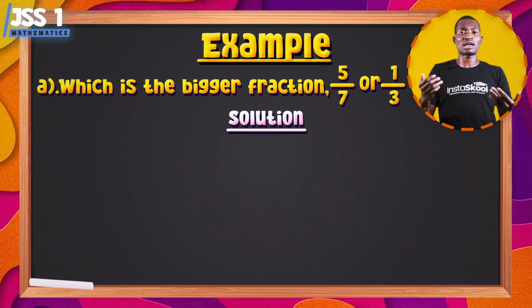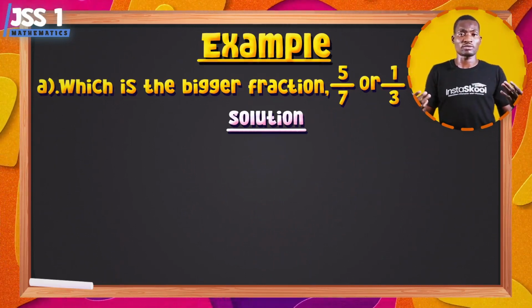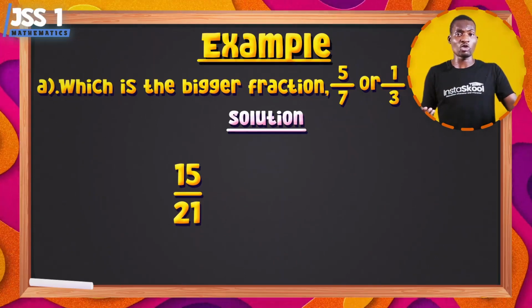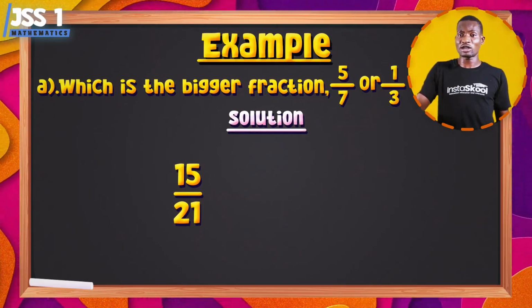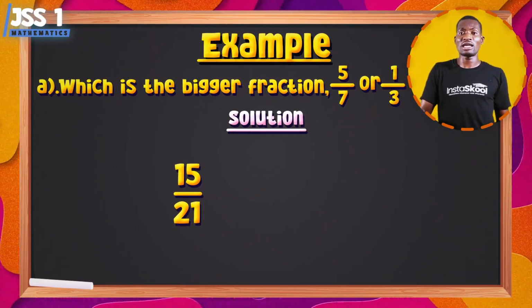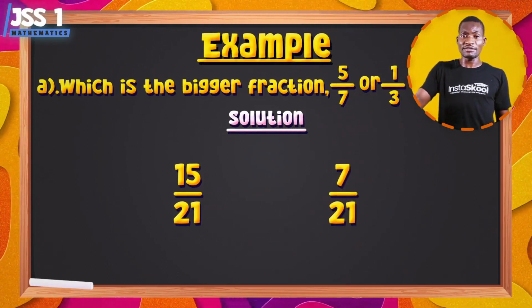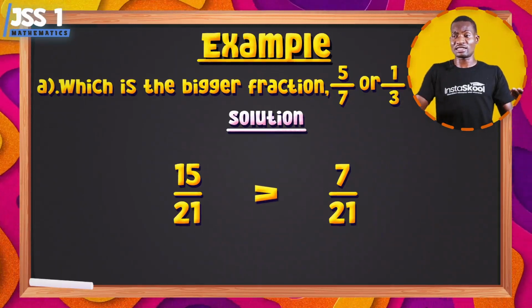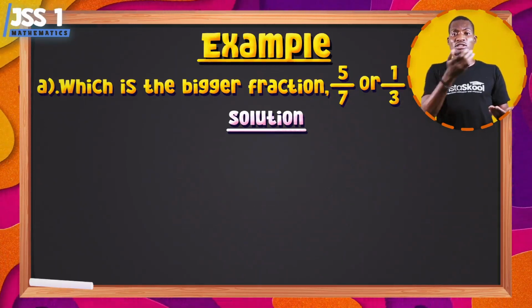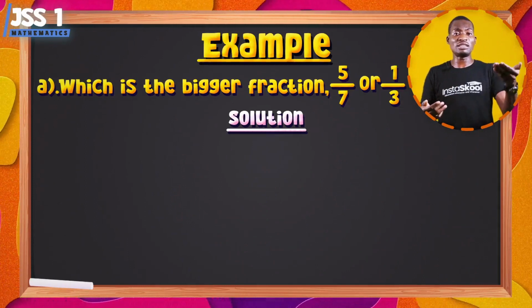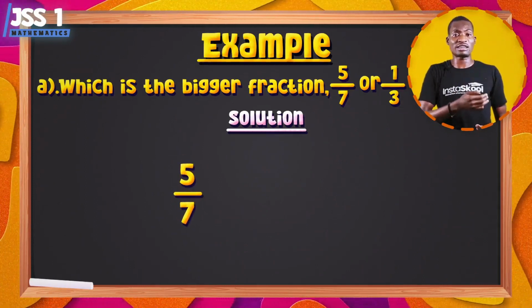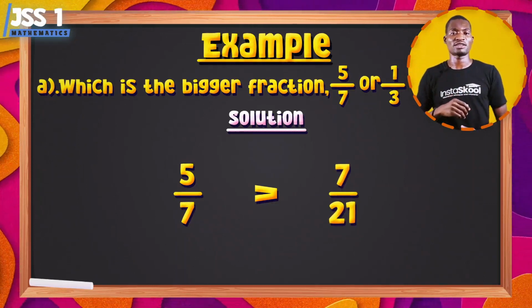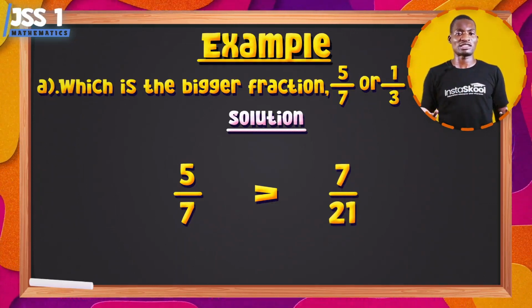Now we are going to consider the numerator of both fractions. The fraction 5 over 7 has now become 15 over 21, while the second fraction 1 over 3 has now become 7 over 21. You would agree with me that 15 is greater than 7. Therefore, since 15 is greater than 7, it means that the fraction 5 over 7 is greater than the fraction 1 over 3. Let us now move to another example.